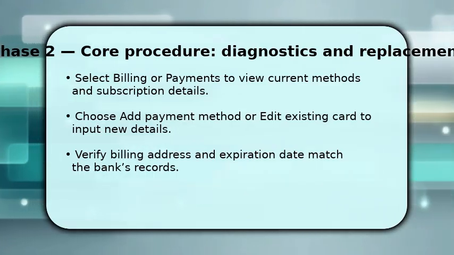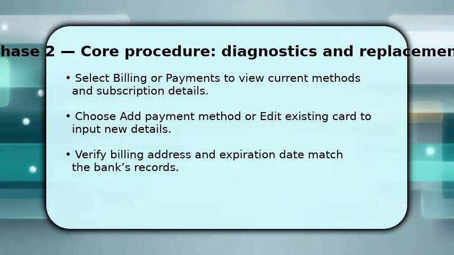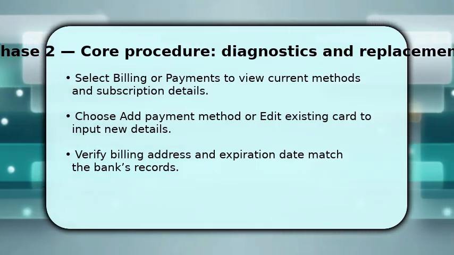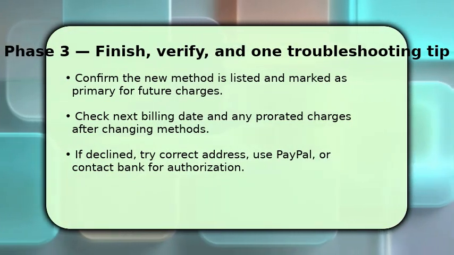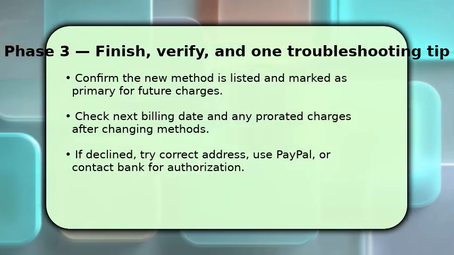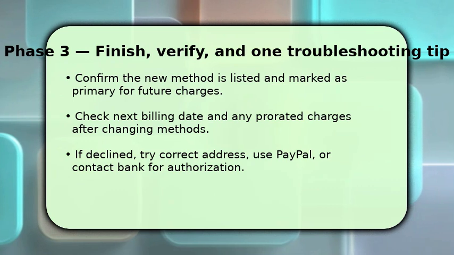You'll see a confirmation prompt. Read it, because it explains any immediate charges or prorations that may happen. Finish by confirming the new payment method is saved and set as primary. YouTube TV displays the next billing date, so make sure charges will go to the right account.